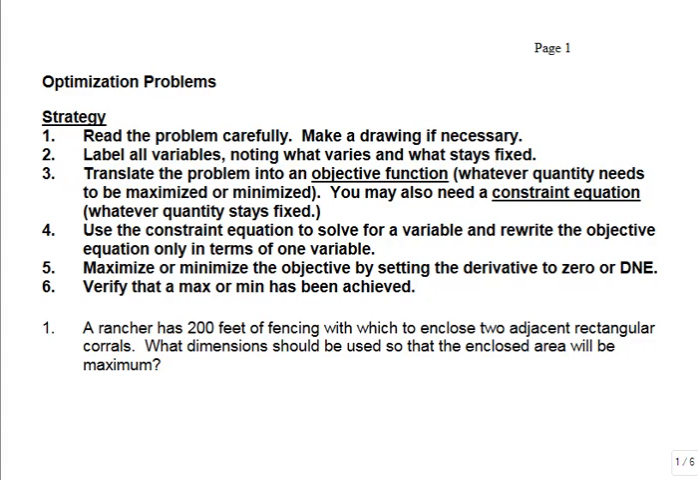Welcome to the video lecture on optimization problems. Optimization problems are going to be word problems where you are trying to maximize or minimize a certain quantity. So here's our strategy for completing optimization problems.